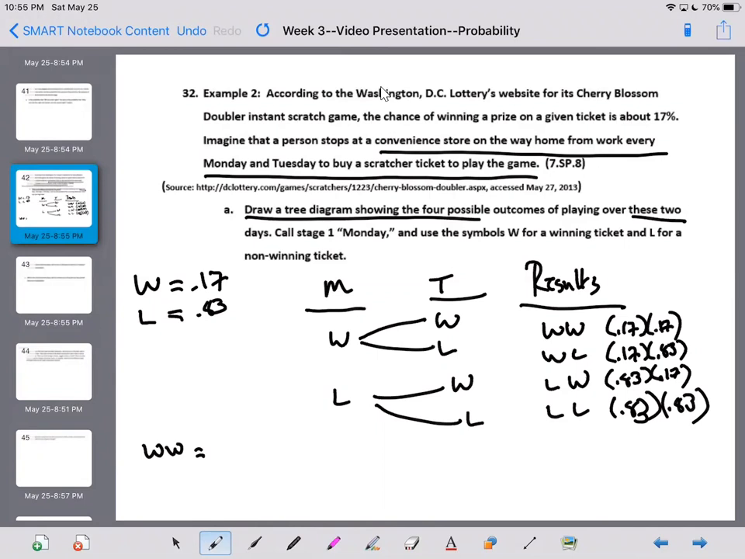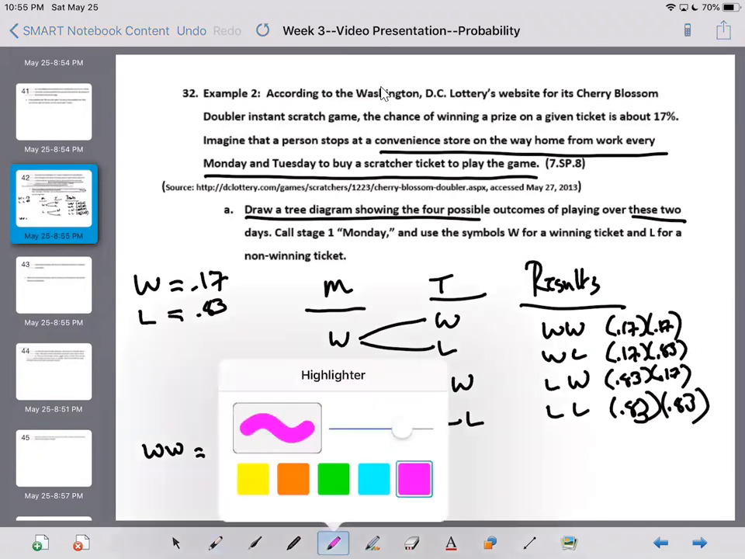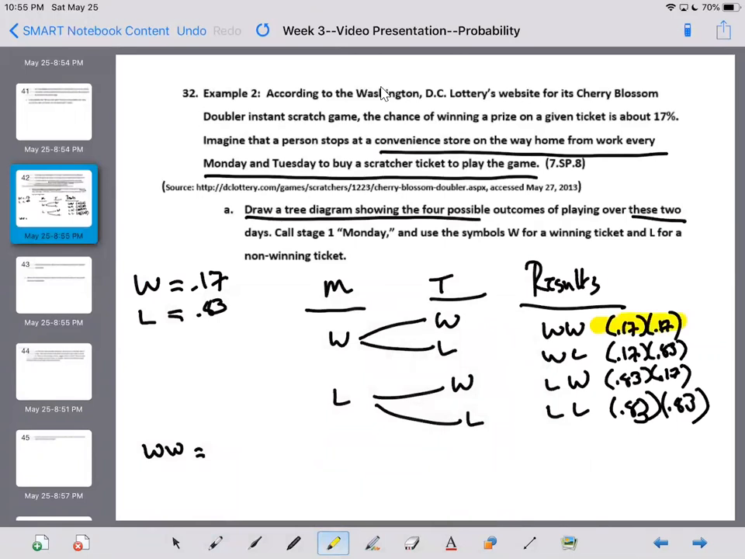And that's this first one right here that I want to calculate. So that's 17 hundredths times 17 hundredths, which is this number here, which is about a 2.8% chance of winning both days. Very small.